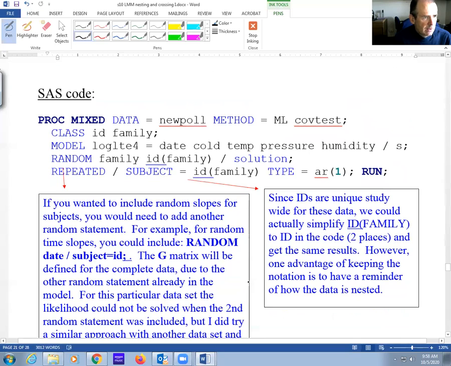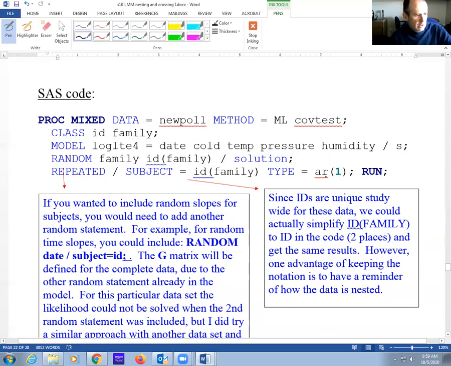And the SAS code here, this would be one where I'm not sure if R would work. We could try it, but if we did use R, we'd probably use the lme function. We'd try that. For SAS, we use proc mixed, and we have the family, the highest unit, and then we have ID within family, and then to account for repeated measures over time, I have the AR1 structure.